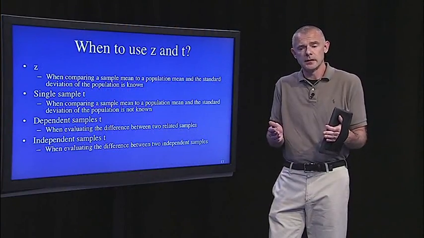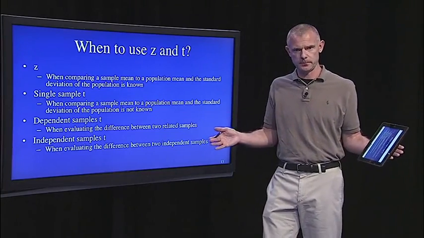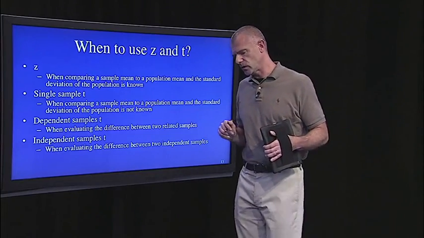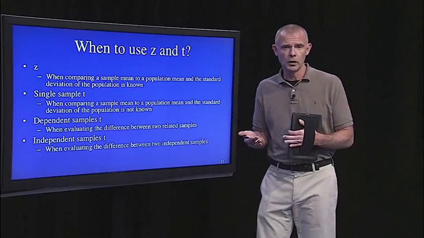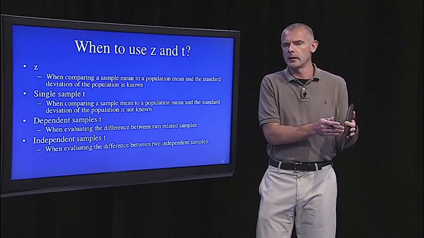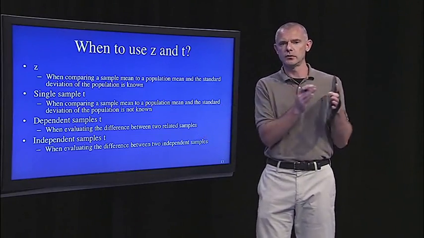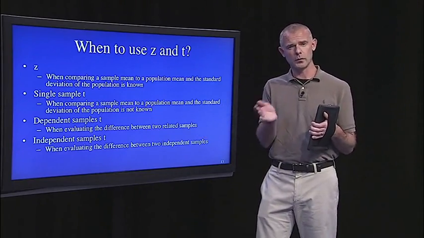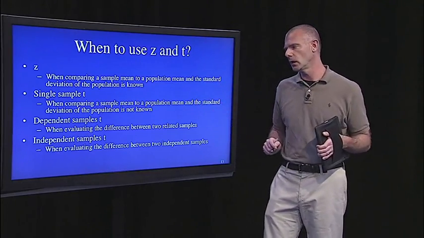In a dependent t, you're comparing the same people in two different conditions. One of the experiments that I started out with in lecture 1 was the working memory training experiment. Suppose I wanted to compare people's working memory or their intelligence score pre and post training. So I have two means, before and after training. It's the same people, so they're dependent. I would use a dependent t to compare those two means.